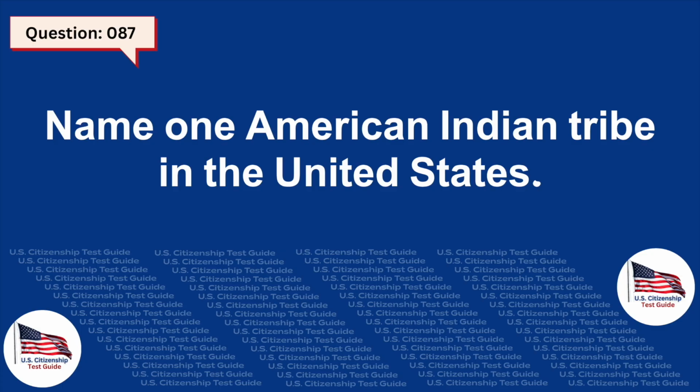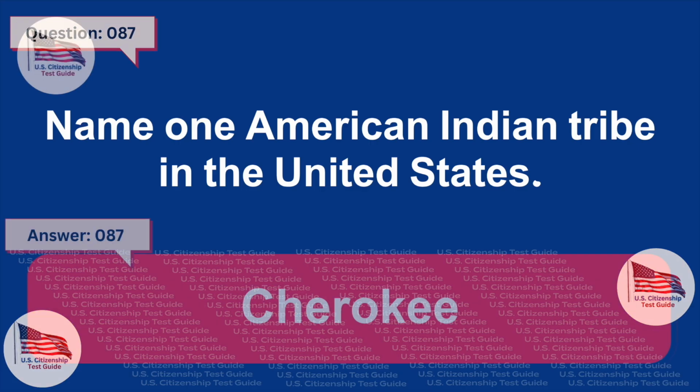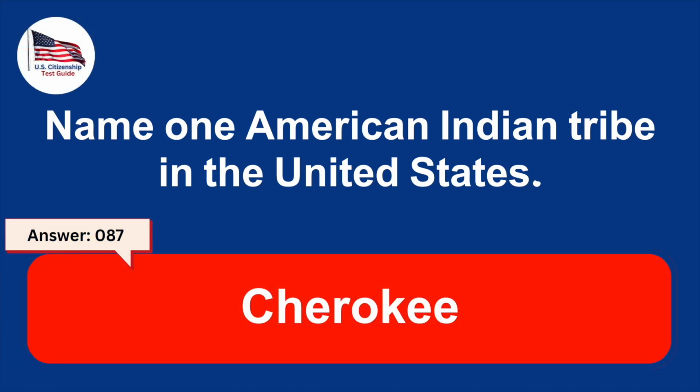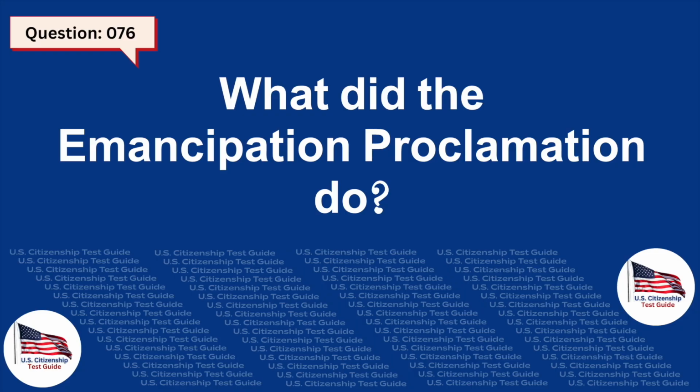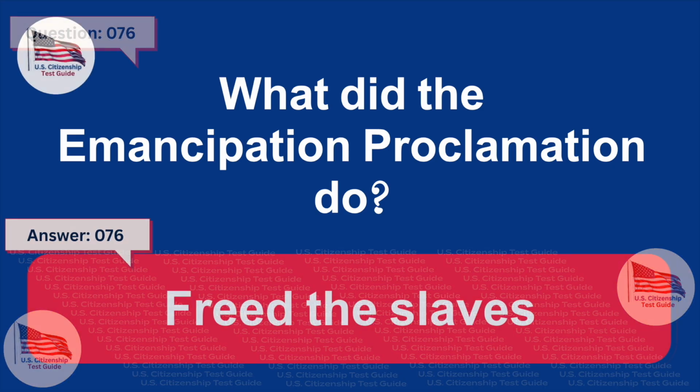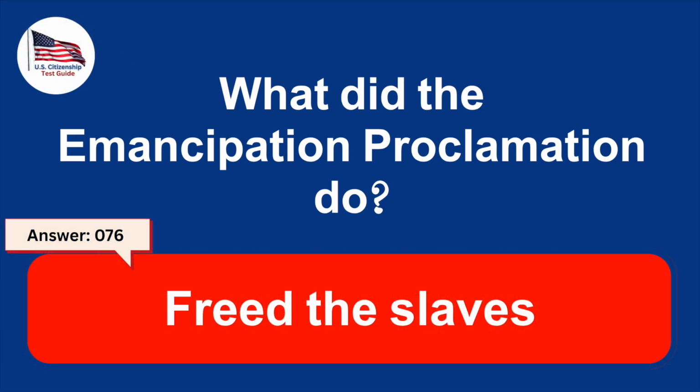Name one American Indian tribe in the United States. Cherokee. What did the Emancipation Proclamation do? Freed the slaves.